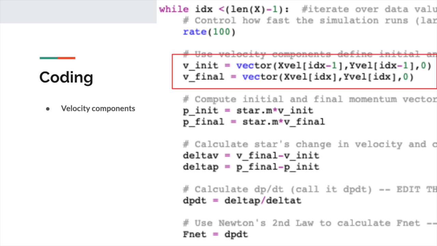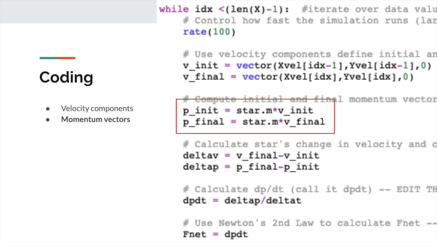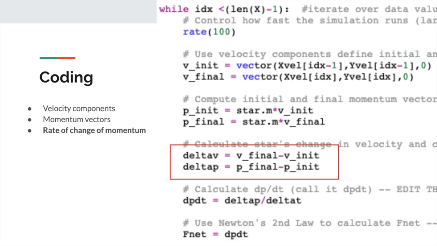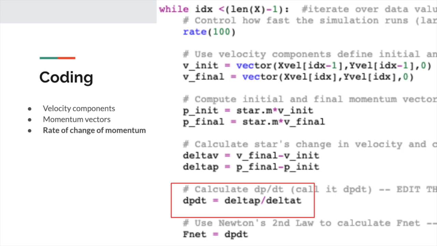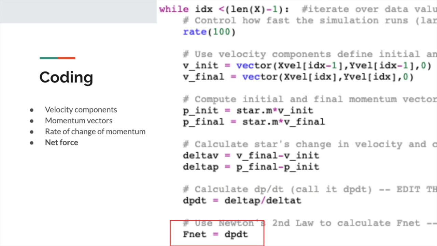To set up the computational model to calculate the mass of the black hole, we start off by coding for the initial and final velocity at each series of time steps. These are then converted into momentum by multiplying by the mass of the star. Delta P, or the change in momentum, is equal to the final momentum minus the initial momentum. We then specify the rate of change of momentum by dividing delta P by delta T, the change in time. This rate of change of momentum is equal to the net force.